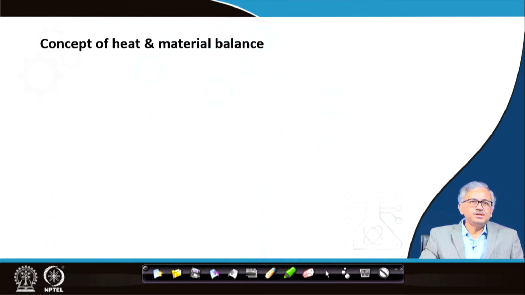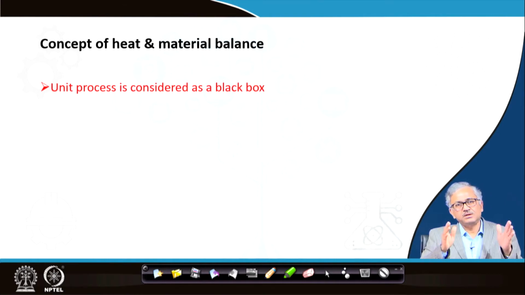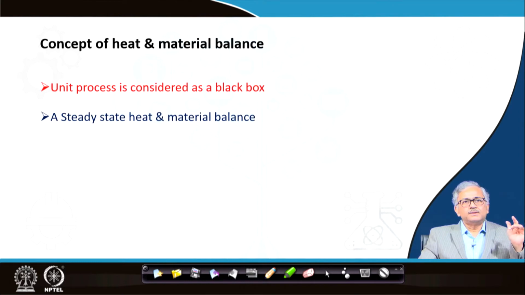Now, what do we mean by heat and material balance? The unit process that we are considering, we consider as a completely black box. We do not know what is happening inside; we are concerned only with the input flow and the output flow, and it is a steady state heat and material balance. That is very important. Anything unsteady we cannot consider here, because we are dealing with only the input and the output, and finally we will equate input to output.